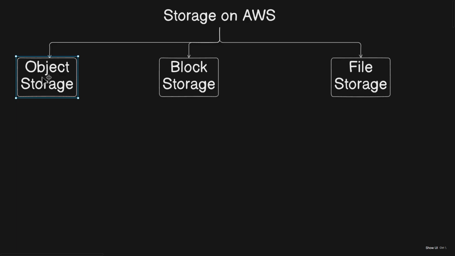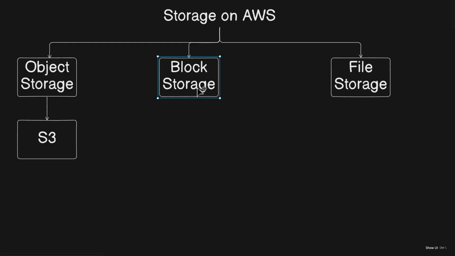Now, you can think of object storage as where files are being stored, and files are called objects. This kind of storage is typically used for things like images, videos, backups. That is where object storage comes into play. And for object storage, AWS has a service which is called S3.